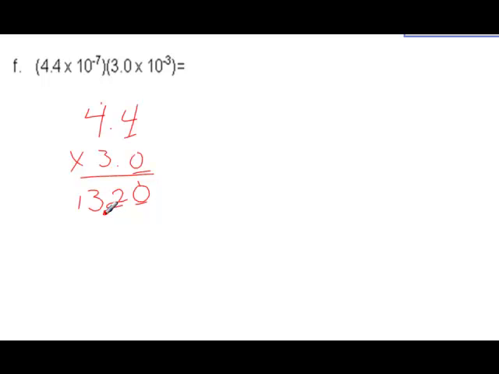Is this number ready for scientific notation? No. I'm going to have to deal with that. 10 to the negative 7 times 10 to the negative 3rd is? 10 to the negative 10. Very good.